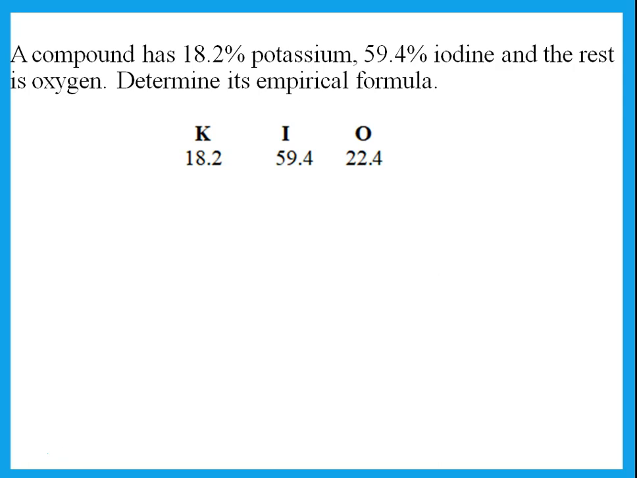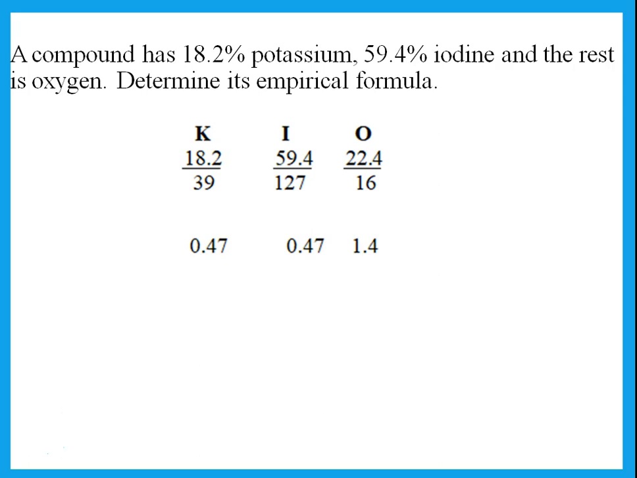So what is the atomic mass from the periodic table for each of them? Potassium is 39, iodine is 127, and oxygen is 16. You divide each of the percentages by the mass number of each element. Now that means I end up with these numbers. Now I want to simplify these because these are supposed to be a sort of ratio, so I need to simplify it. In order to simplify it, my next step is divide by the smallest.